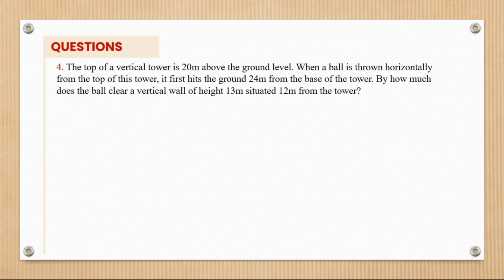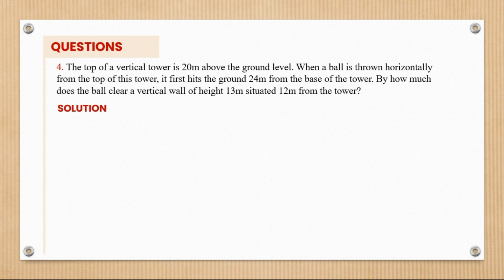So moving on to question number 4, this is slightly more unique, but it is also easy. The top of a vertical tower is 20 meters above the ground level. When a ball is thrown horizontally from the top of this tower, it first hits the ground 24 meters from the base of the tower. By how much does the ball clear a vertical wall of height 13 meters situated 12 meters from the tower? I believe it's asking for the velocity with which the ball hits the wall.